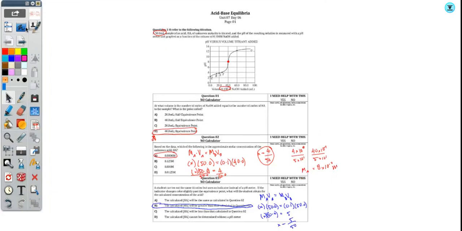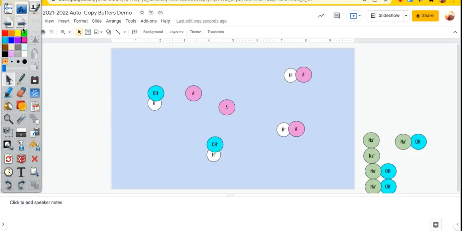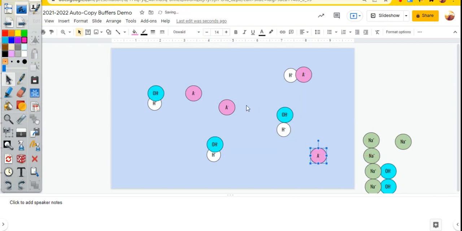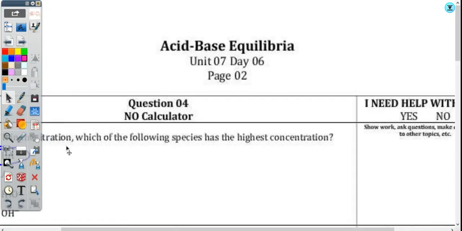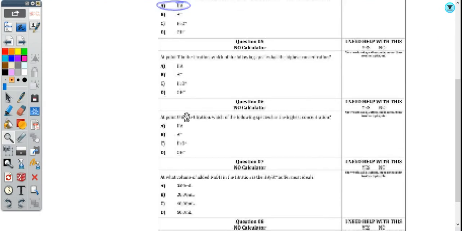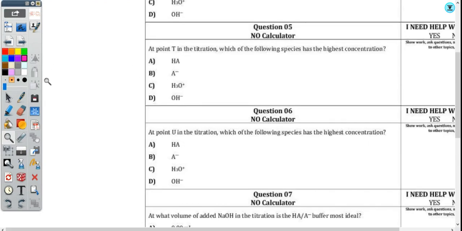But the next question is asking us about what's going on, not at point S, but at point T, right? So at point T, we still have a buffer. We've added some hydroxide here. We've used up more of the weak acid, and we form more conjugate base. So in solution, the thing that's in greatest concentration right now is the A minus, the conjugate base. So as I think about these questions, definitely some tricky stuff here.